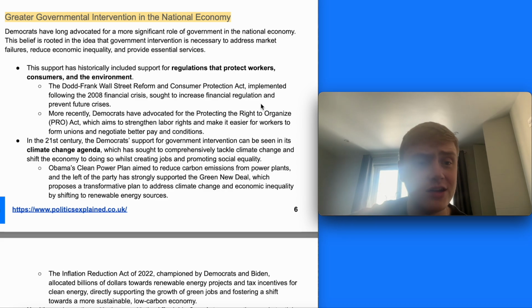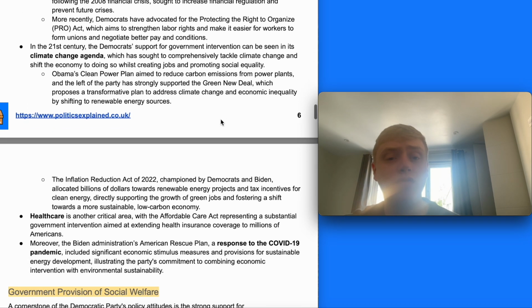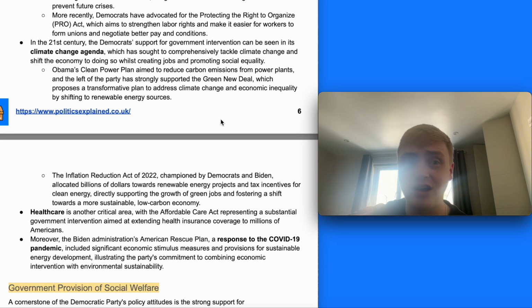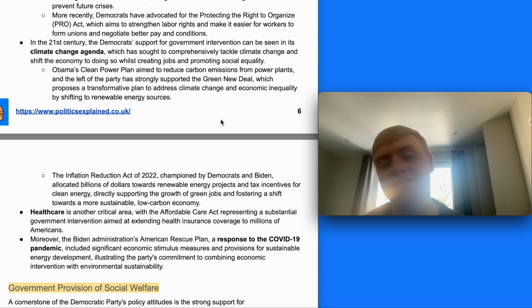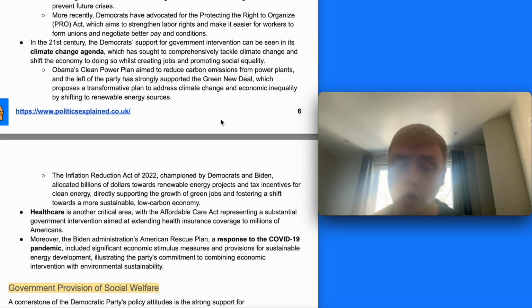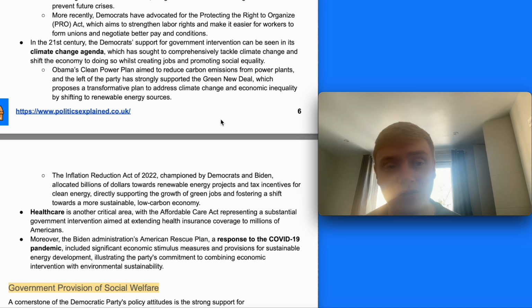In the 21st century, the Democrats' support for greater intervention could be seen in its climate change agenda, which has sought to comprehensively tackle climate change and shift the economy to doing so whilst creating jobs and promoting social equality. Obama's Clean Power Plan aimed to reduce carbon emissions from power plants, and the left of the party has strongly supported the Green New Deal, which proposes a transformative plan to address climate change and economic inequality at the same time by shifting to renewable energy sources.